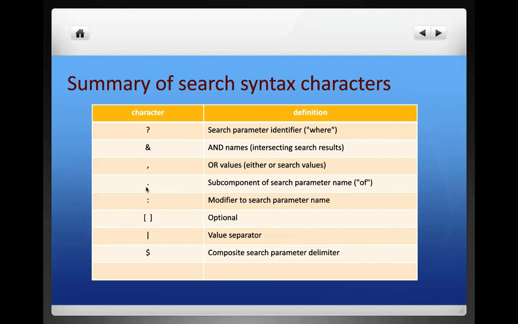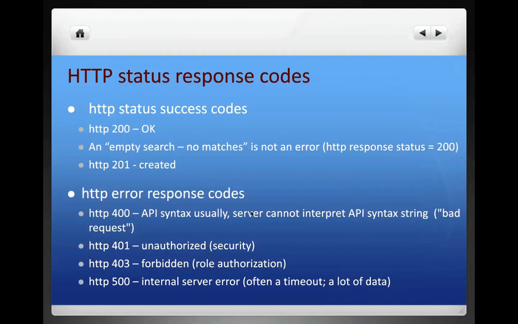This is actually a decimal point or a period. And here's how you identify subcomponents of search parameter names, and that'll be in the next video as well. The colon is the modifier to each parameter name. We've gone through those, for example, missing. The square brackets mean optional. The pipe means value separator or delimiter. The $ sign we'll talk about next, but it's also for separating the values. It's in the next video.